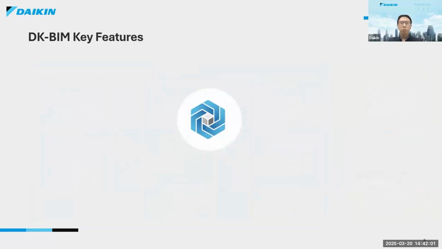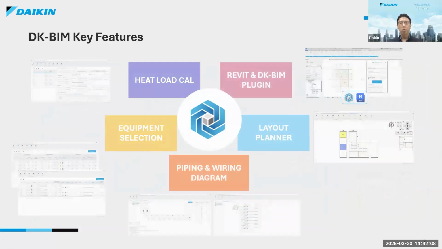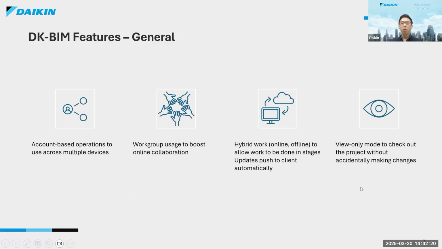The key feature modules within DKBIM are heat load calculation, equipment selection, piping wiring diagram, layout planner, and a future release of Revit plugin for DKBIM. There are various features in DKBIM worth sharing.